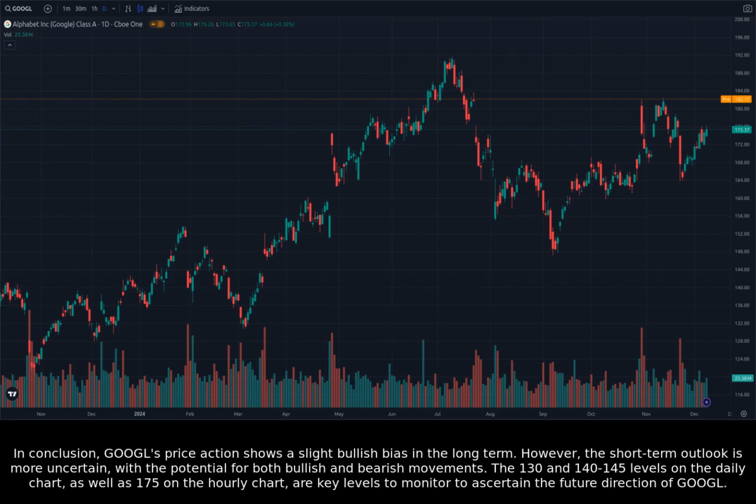In conclusion, GOOGL's price action shows a slight bullish bias in the long term. However, the short-term outlook is more uncertain, with the potential for both bullish and bearish movements. The 130 and 140 to 145 levels on the daily chart, as well as 175 on the hourly chart, are key levels to monitor to ascertain the future direction of Google.